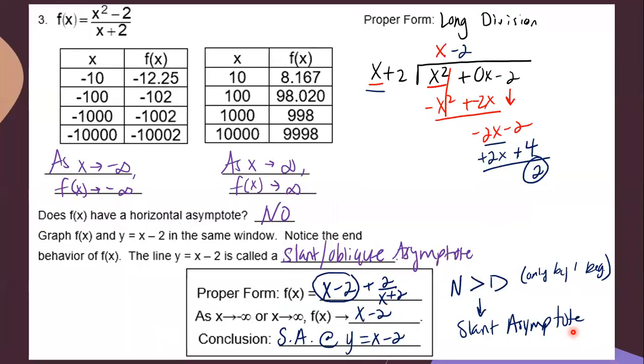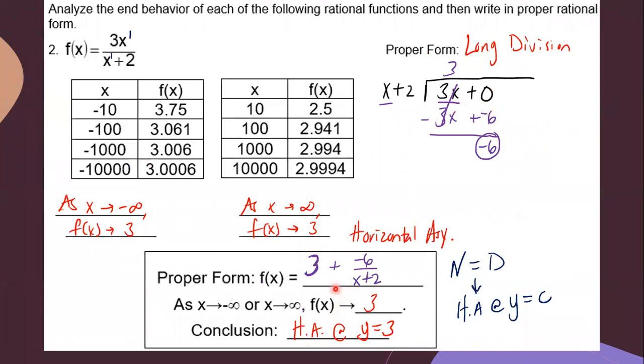So let's look back at what we had here. For example, on example 3, we had x minus 2 plus 2 over x plus 2, right? And x minus 2 was our slant asymptote. Did we see that? Okay, going back again. Here, when we did example 2, when we did our long division, we had 3 plus negative 6 over x plus 2, and 3 was our horizontal asymptote. Do we see that? Okay.